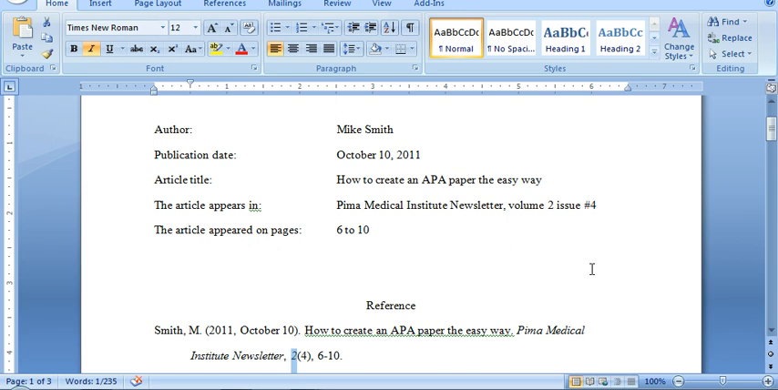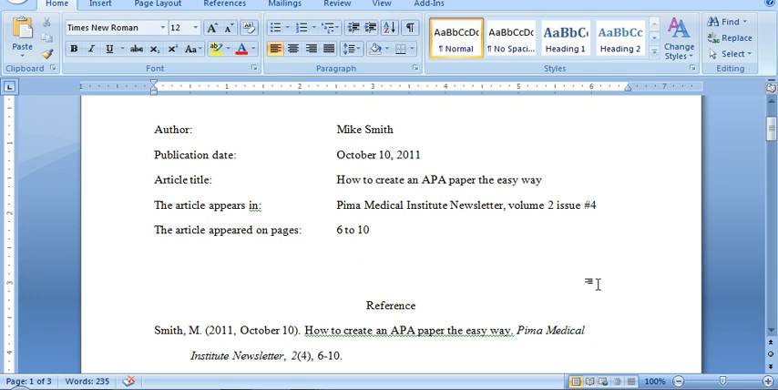Please note that we do not put a letter P in front to indicate page, we only put the page numbers themselves. APA is pretty specific as to where we put commas and periods, so take a good look at those on screen, that's pretty important. And that's the basic reference for a magazine or journal article.